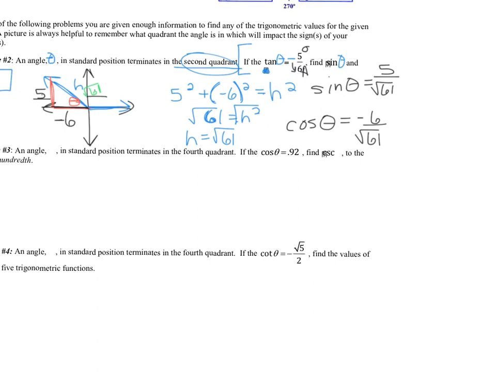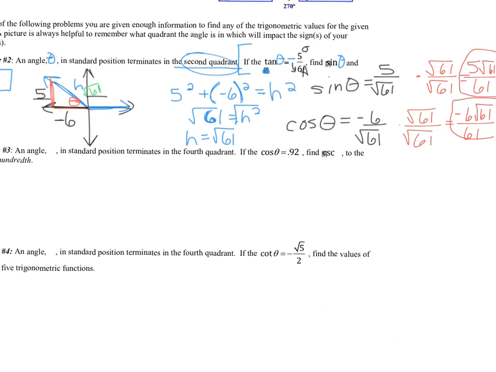So to rationalize the denominator in each of these fractions, I'm just going to multiply by radical 61 over radical 61. And that's going to give me 5 radical 61 over 61. And here, make sure you keep your negative sign: negative 6 radical 61 over 61. So here are my final answers. Not super pretty, but that's what they are.